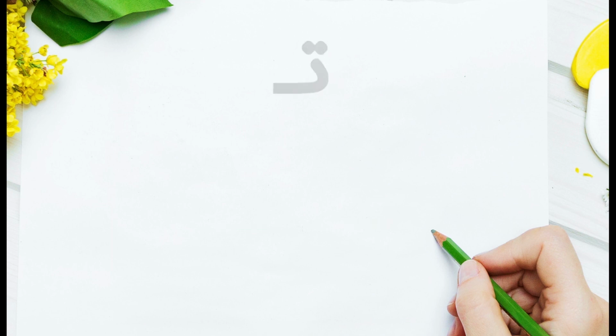When T comes in the middle of a word, it has 2 connecting segments. One coming from the previous letter and the other leading to the following letter. We start from the connecting segment, go up for the vertical line, then down and across. The 2 dots go above the vertical line.